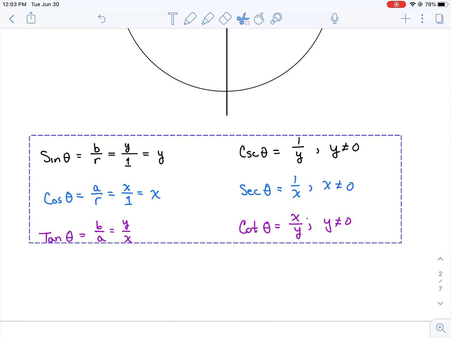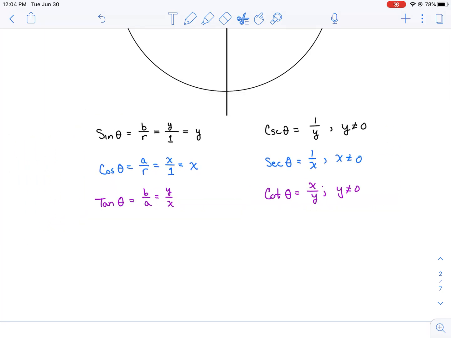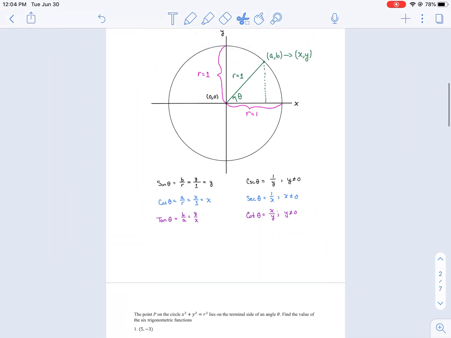Okay, so now that we have our 6 trigonometric ratios here, what I'm going to do now is I'm going to relate the unit circle to the Pythagorean identity sine squared plus cosine squared is equal to 1. So the equation for the unit circle is x squared plus y squared is equal to 1.